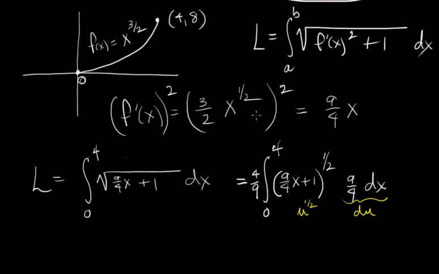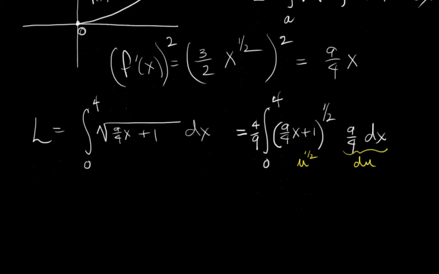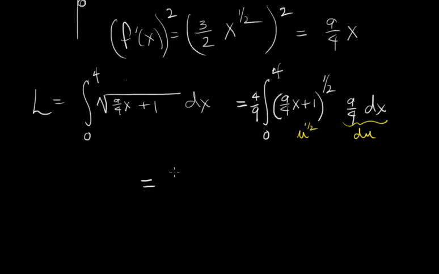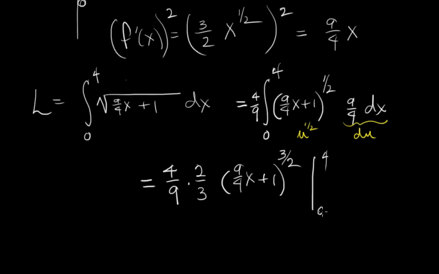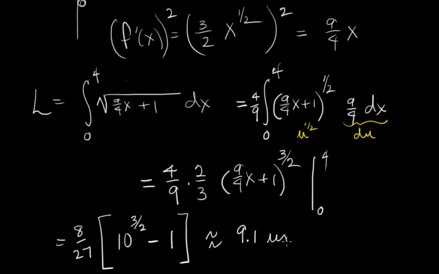But I'm not going to leave x. I'm just going to integrate directly. So I have 4/9, and I will have u to the 3 halves, so 9/4 x plus 1 to the 3 halves, and I needed 2/3 here. And I would evaluate between x equals 4 and x equals 0. So let's see, what's that? 8/27 times, plugging in 4, I have 9 plus 1 is 10, so that's 10 to the 3 halves, minus, plugging in 0, I have 1 to any power is 1. So that is my answer, and I think on a calculator you'll get about 9.1 units, whatever the units of measurement were of length.